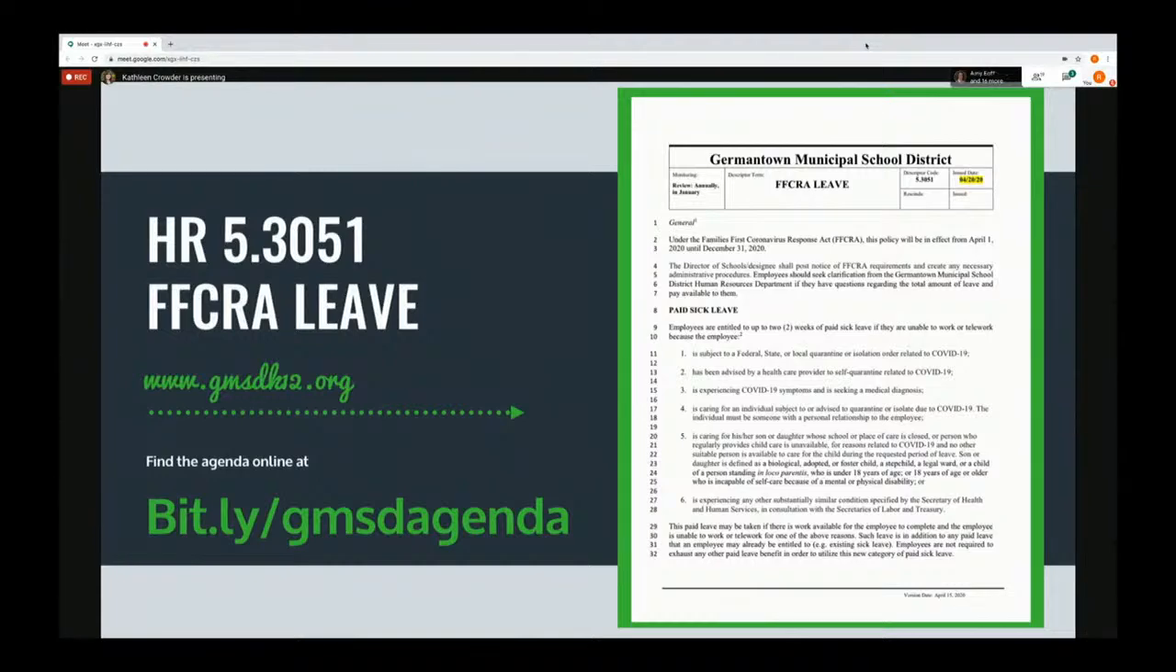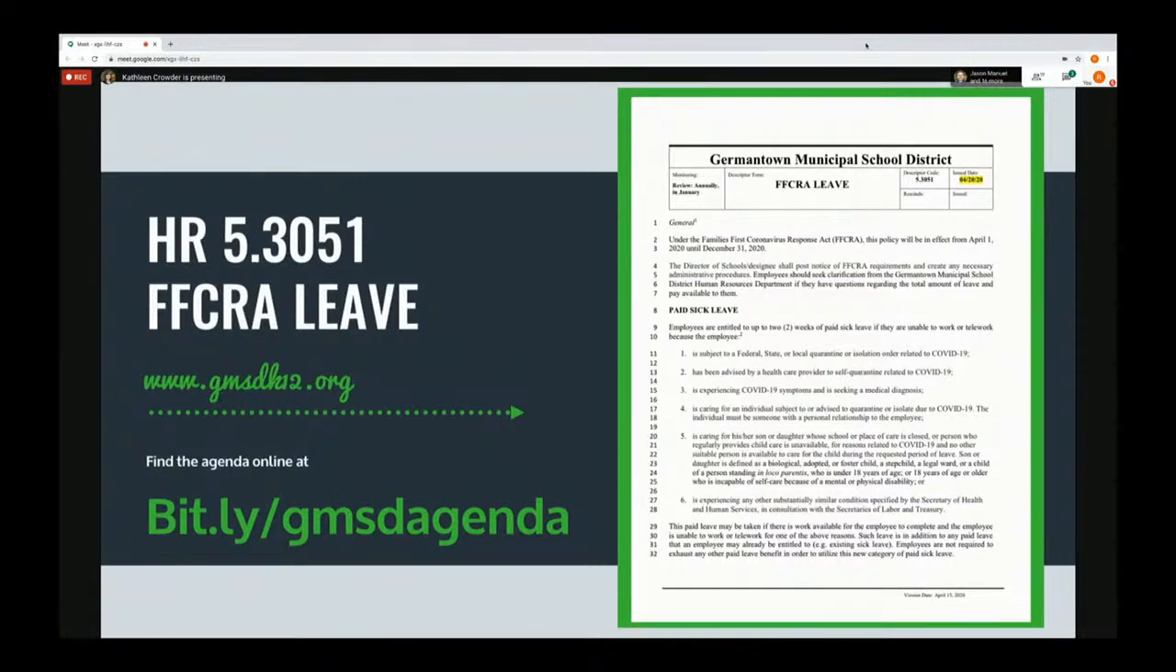This leave is a little different because the first 10 days of this leave are to be unpaid unless the employee chooses to take any existing leave that they might have available to them. And then after these initial 2 weeks, the remaining 10 weeks of expanded FMLA are to be taken at 2/3 of the employee's daily rate of pay, up to $200 per day, or the employee can choose to utilize his or her own accrued sick leave to cover these days.